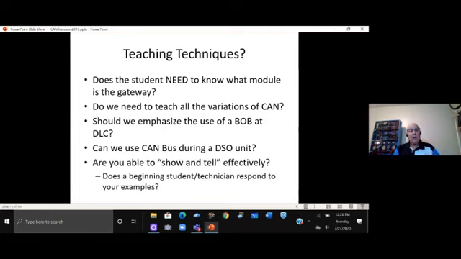Okay. How about you? Are you able to show and tell effectively? And does the beginning student respond to your examples?